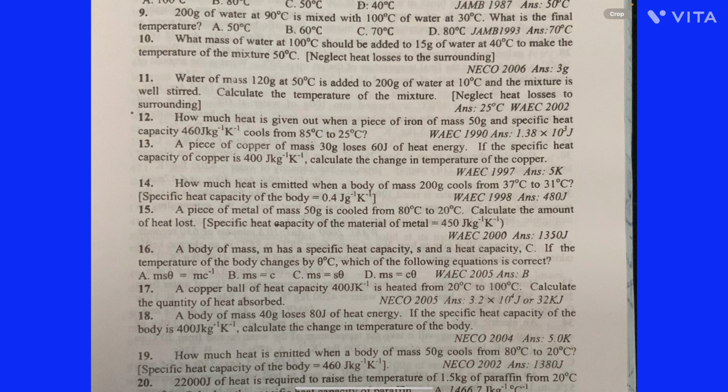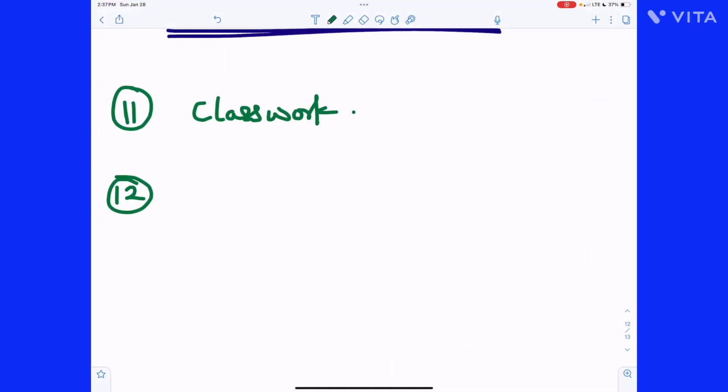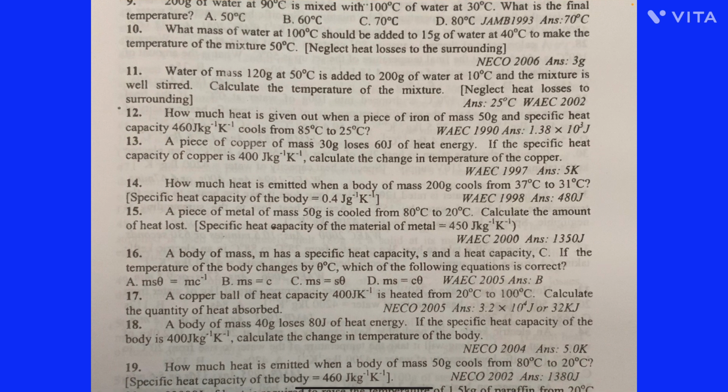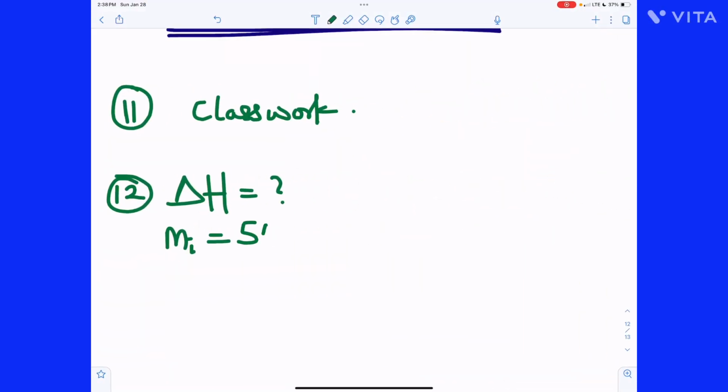How much heat is given out when a piece of iron of mass 50 grams and specific heat capacity 460 joule per kilogram per Kelvin cools from 85 to 25 degrees Celsius? Okay, we are looking for delta H, how much heat is given out. Piece of iron, what's its mass? 50 grams. Its specific heat capacity is 460 joules per kilogram per Kelvin.